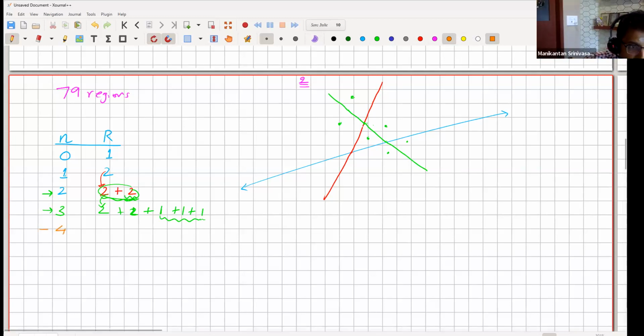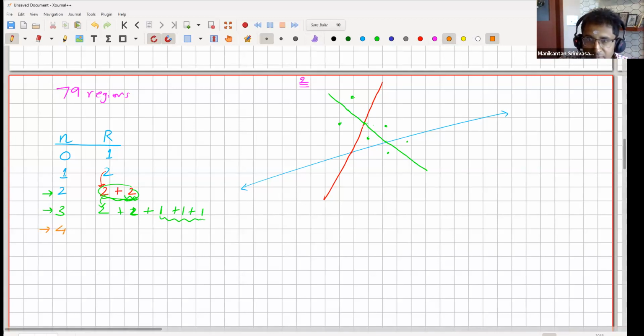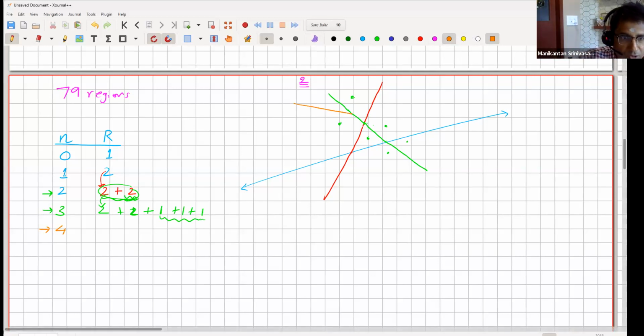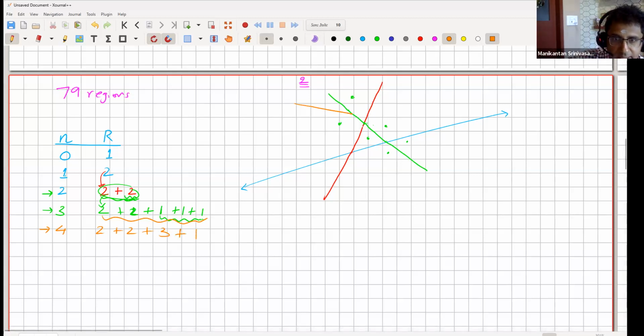So when the fourth line comes in orange, again, I have to draw it such that it's not parallel to anything, but it's four different intersections, right? So the fourth line comes. The moment it touches the green, all of this is already there. So I'll write this 2 plus 2 plus 3. So far we have 2 plus 2 plus 3, right? The moment it touches the green line, it's increasing in count by 1.